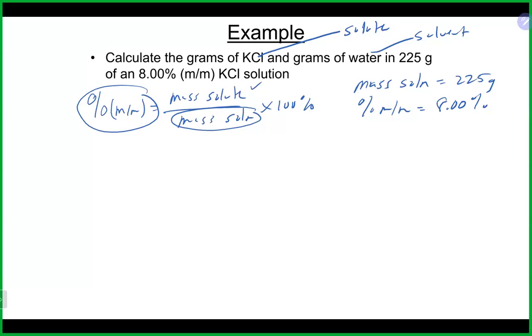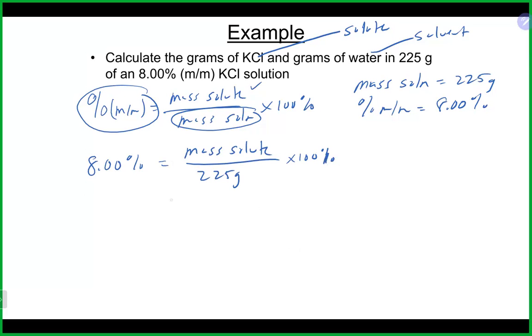And if I do that, I would have 8% is equal to the mass of our solute divided by 225 grams times 100%.